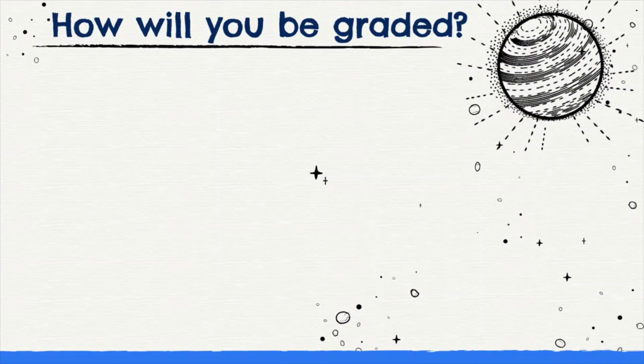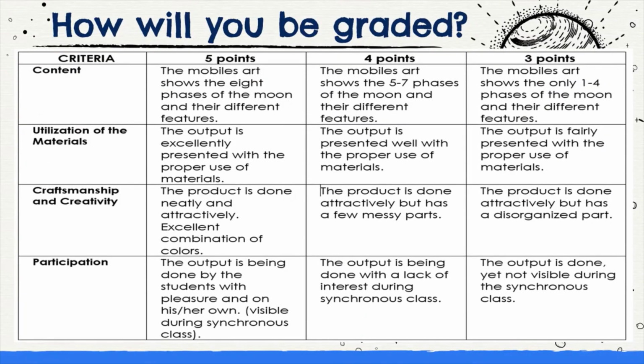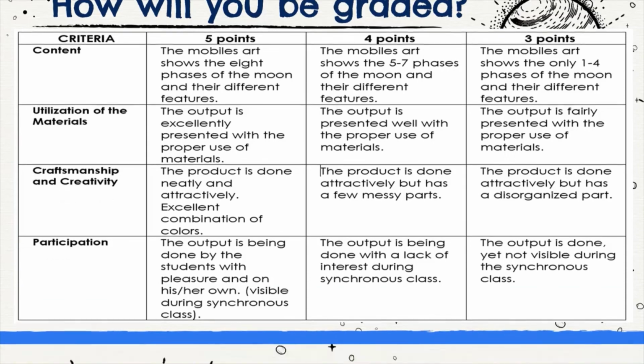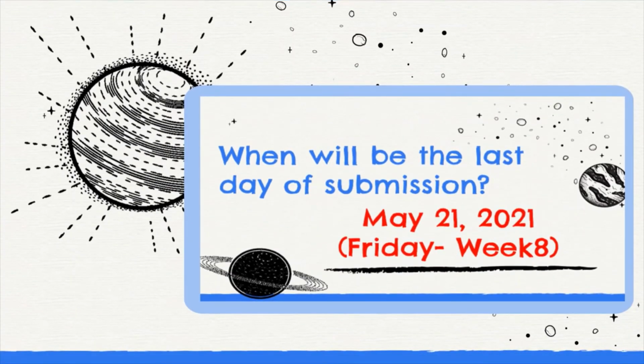You will be graded according to this rubric: 5 points for content, 5 points for utilization of the materials, 5 points for craftsmanship and creativity, and 5 points for participation, which is equal to 20 points. And the deadline of your PT submission will be May 21, 2021. That is Friday next week, week 8.